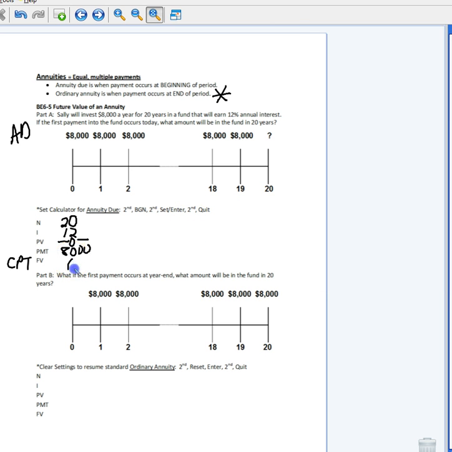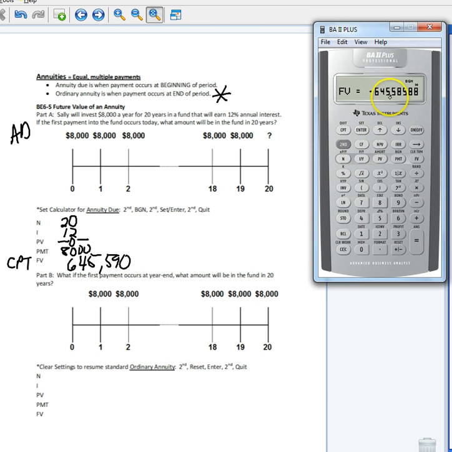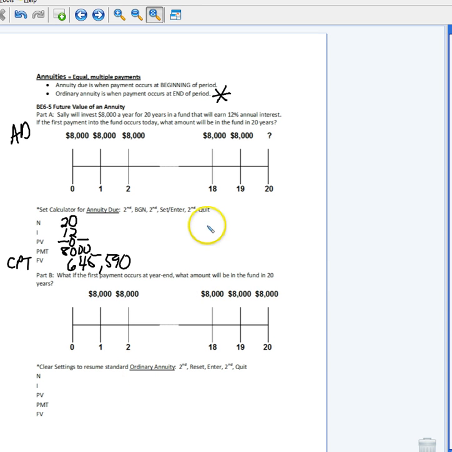So 645,590 if I round to that. Let's take a look at that again. Yeah, 645,590 as we round. So it's going to grow to that in the future. So let's look at what's happening. 645,590 is our future value.